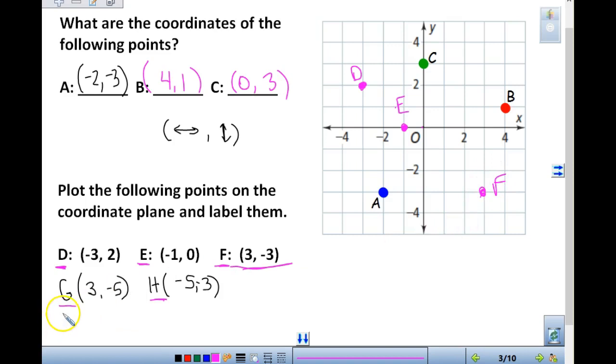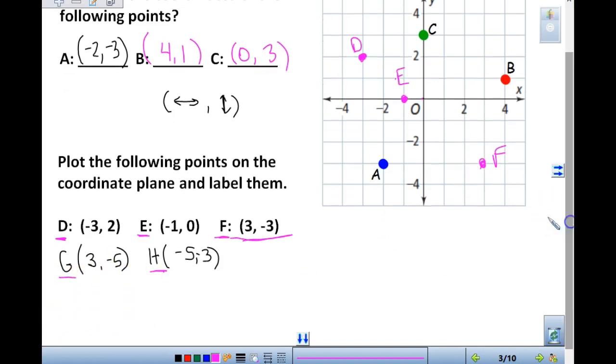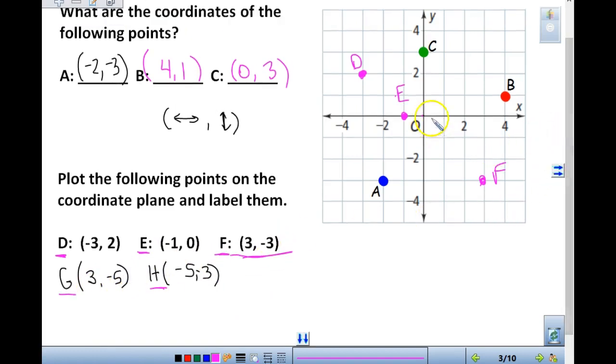Olivia, you ready for G? Yep, I want everyone to add G and H. If you didn't write those two down, write those two. So, Olivia, what would we do to get to G? 3 right? Down 5. Okay. Ramon, if I'm going to look at point H. I go to the left 5 times. Okay. Down 3.